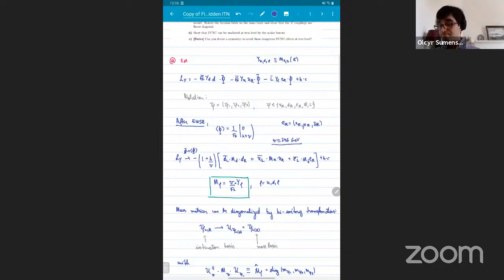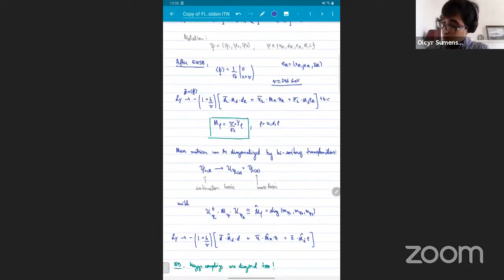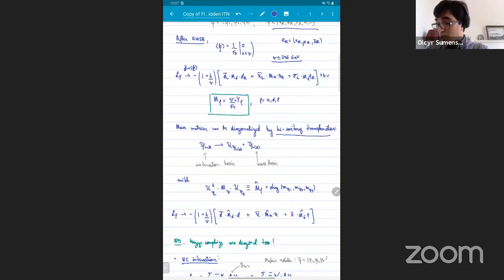Okay, but here M is a general 3x3 matrix, so you have to diagonalize it. And the way we do that is by means of a bi-unitary transformation. Each of the fermions in the interaction basis can be rotated with a unitary transformation for each of these guys. And then when you do that, you can show that there is a choice of unitary matrices such that U left dagger M U right can give you a diagonal matrix that has the masses of each of these fermions.